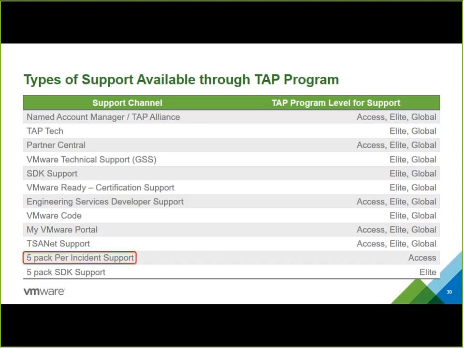5-pack per incident support. TAP Access partners have provided a 5-pack of per incident support. 5-pack SDK support. TAP Elite partners are provided a 5-pack of SDK support. If you would like more information regarding the support options that are available to you and who to contact for support, please refer to the TAP program guide, or you can email tapalliance@vmware.com.